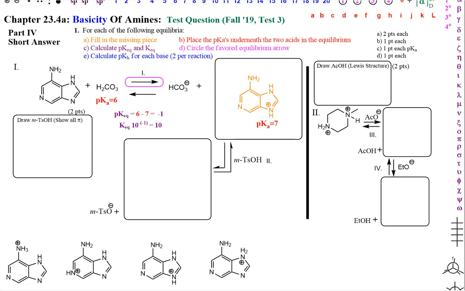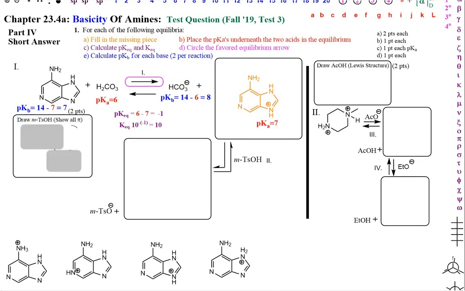All that remains is to calculate pKb for each base. If you don't have an acid, then you have a base. So, what is the pKb of this base? It is 14 minus the pKa of this base's conjugate acid, which is 7. 14 minus 7 is 7. pKb 7 here. Similarly, pKb for this, 14 minus 6 is 8. And I believe that covers all parts of the question.